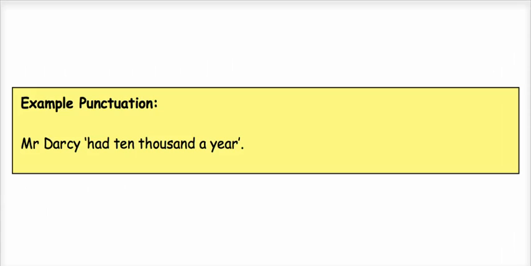If the quotation ends in a full stop in the original text, just leave it out. Your full stop is more important. Okay, so Mr. Darcy had 10,000 a year. There's an example of that.